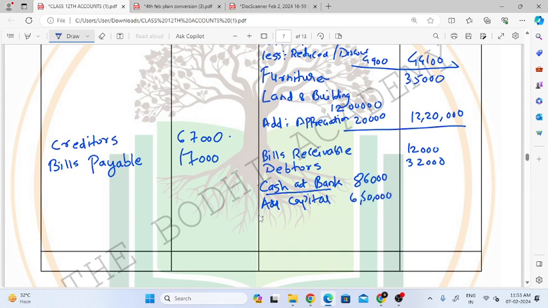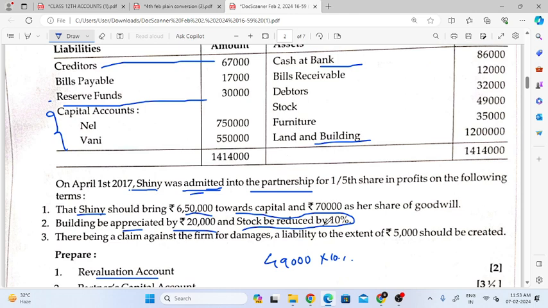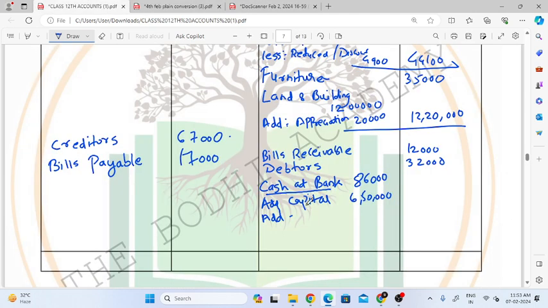Then also the goodwill amount you have to add. And how much is the goodwill? What they have given, goodwill is 70,000. So this is the first step. What you have to do is 86,000 plus 6,50,000 plus 70,000, which comes to 8,06,000.